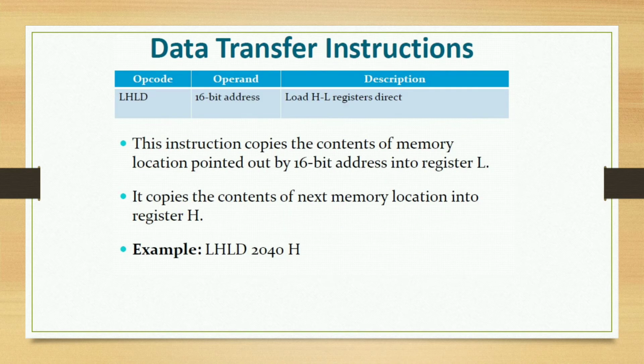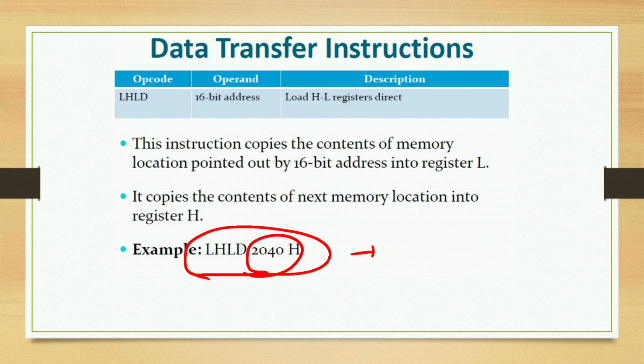LHLD 16-bit address. Load HL pair directly, meaning the operand address is directly given. Consider an example, LHLD 2040H. This instruction will store the content of the memory location 2040 into register L, and the content of memory location 2041 is loaded into register H.